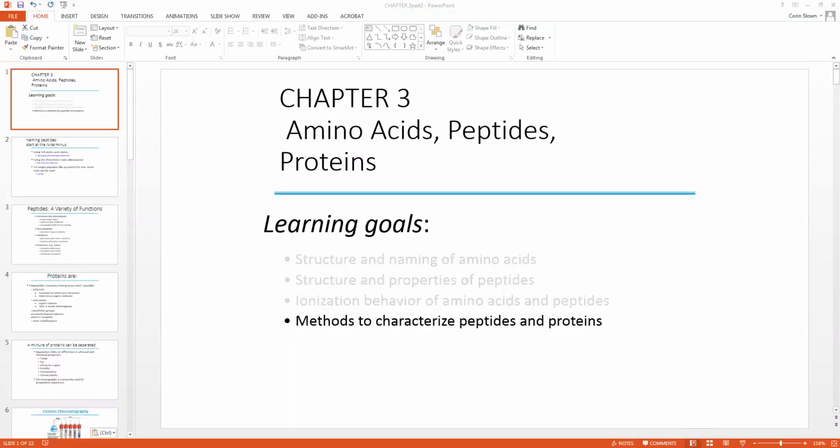All right, so we're looking at chapter 3, part 3, and we're going to dig in a little bit further into amino acids, peptides, and proteins. Specifically, we're going to be looking at methods to characterize peptides and proteins.